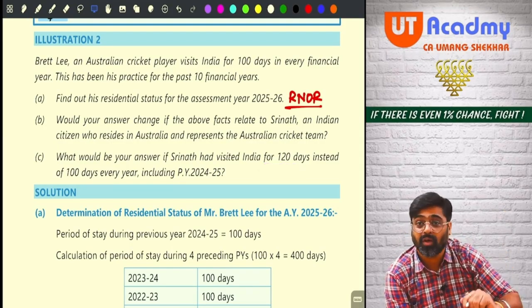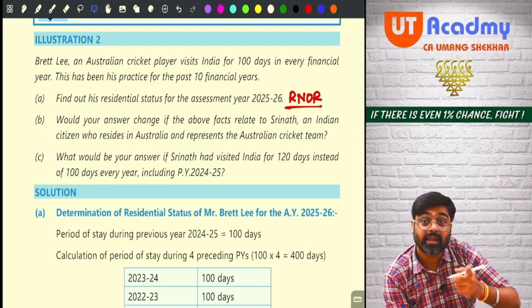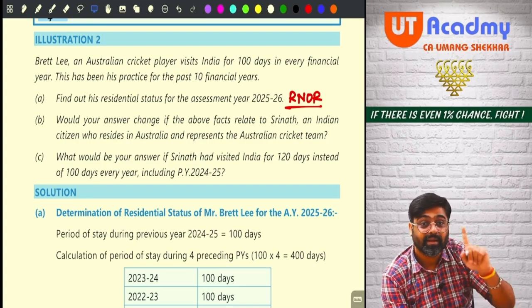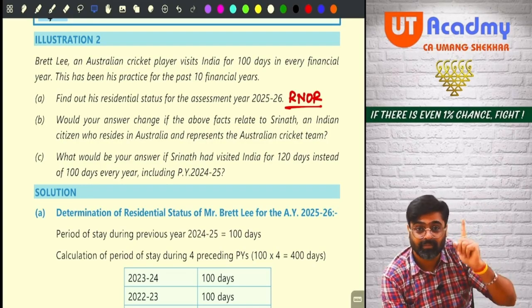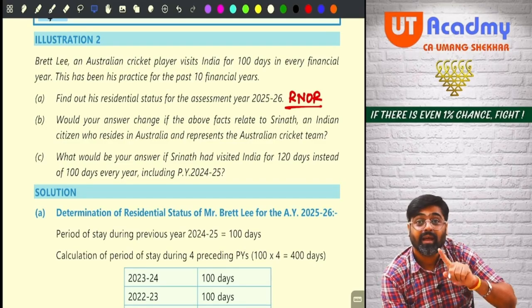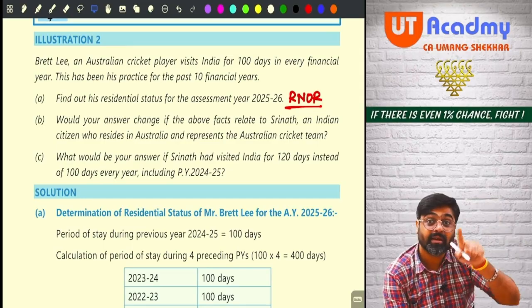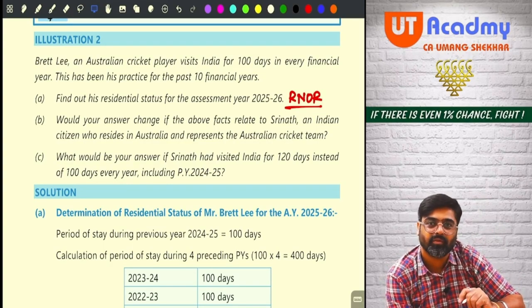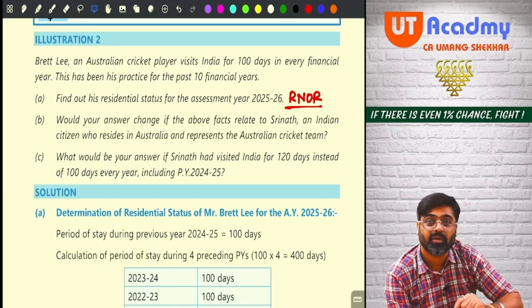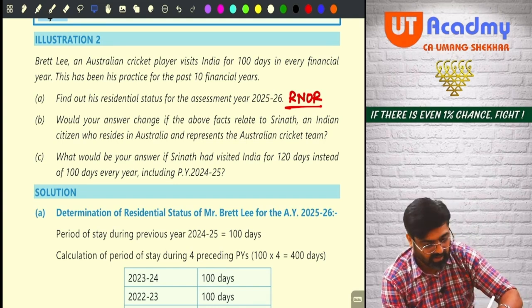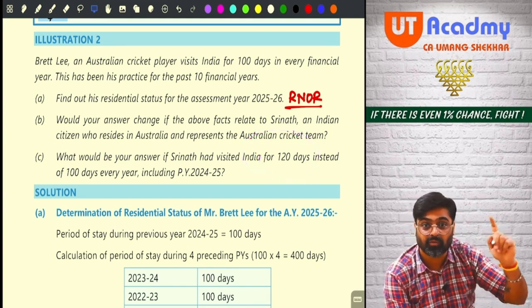He will become a non-resident. But if we assume that Srinath is an Indian citizen coming to visit and his total income is more than 15 lakhs, then he will be covered by special case. Which case? Special case. Now basic condition B will be applicable. 120 days or more. Tell me, what is the stay? 120 days, basic condition B, part 1 fulfilled.